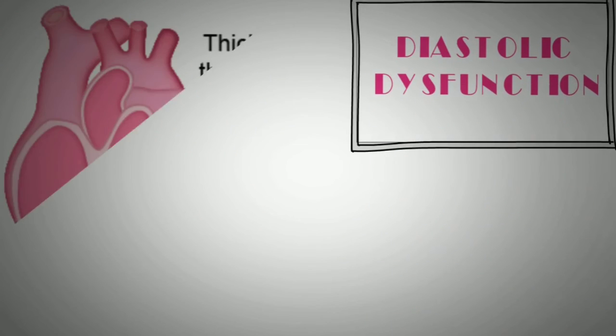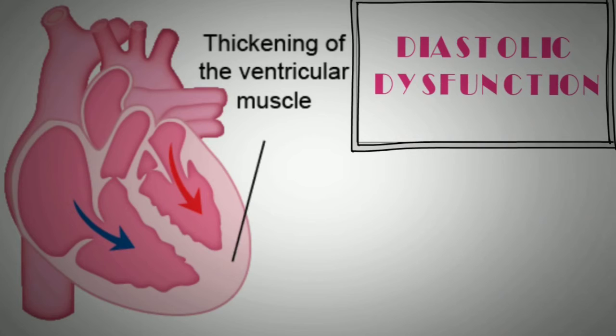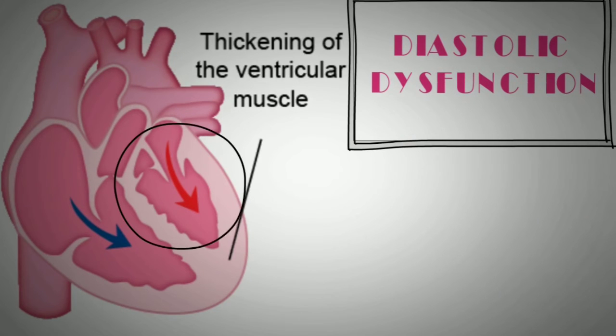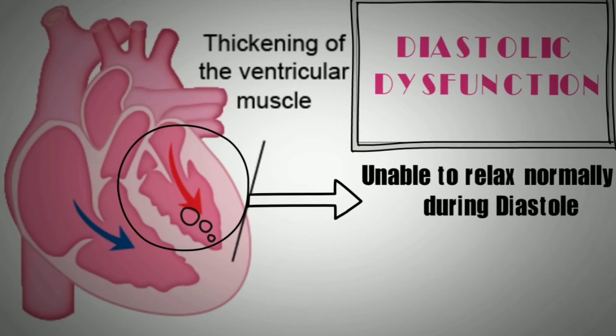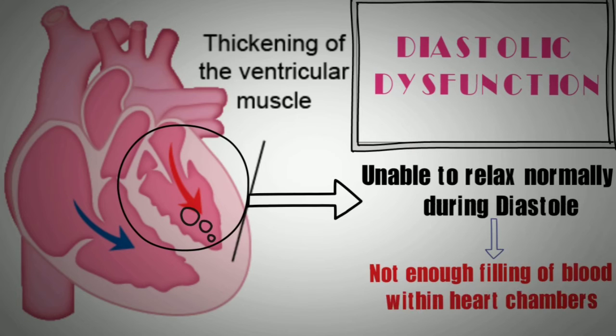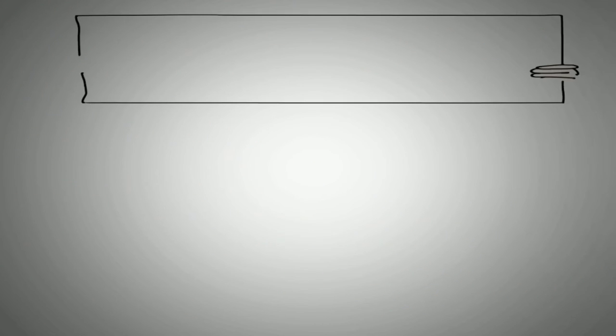And diastolic dysfunction occurs when the muscles in the left ventricle become stiff or the wall becomes thickened, due to which the ventricle is unable to relax normally during diastole. As a result, it can no longer relax. The heart cannot fill with blood between the beats, which will ultimately result in the problem of C.H.F.